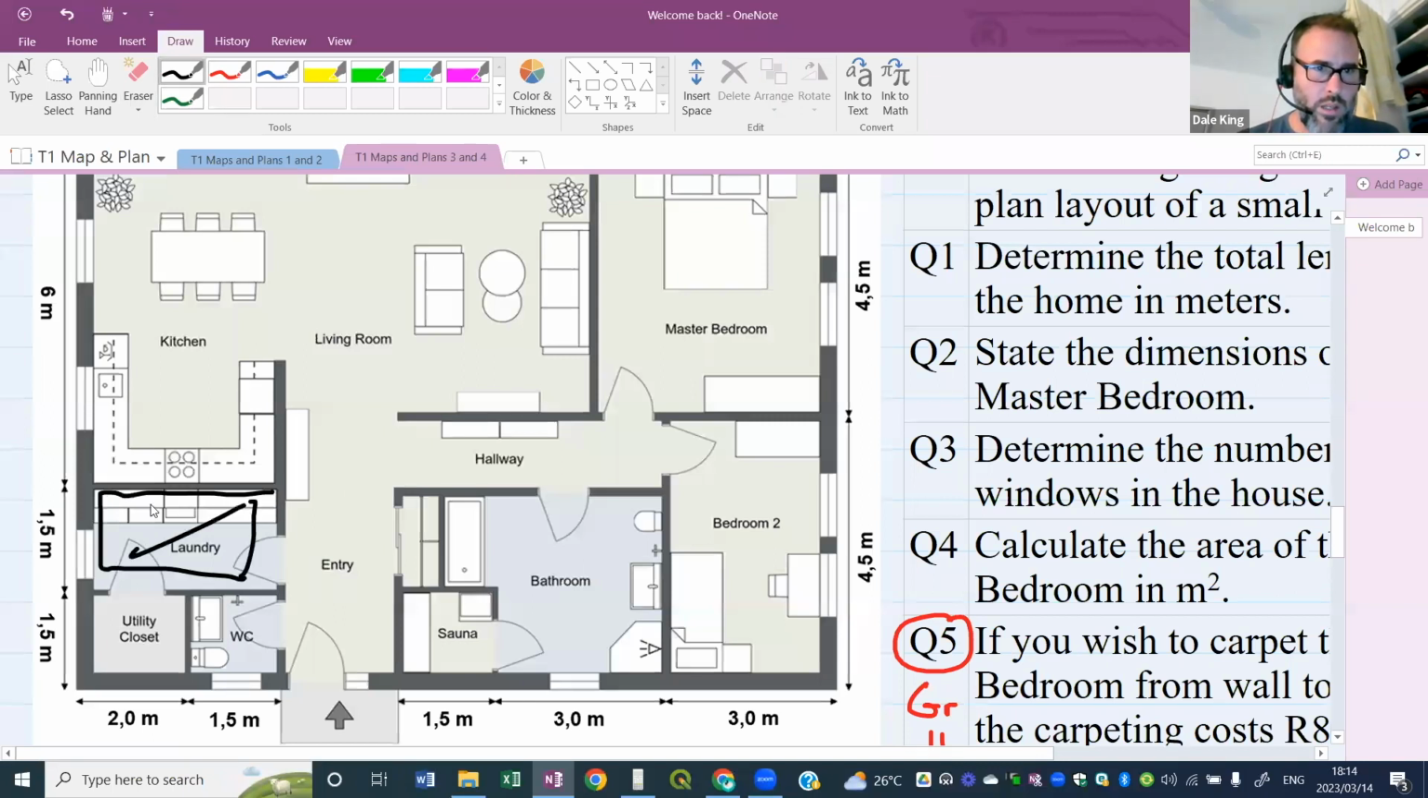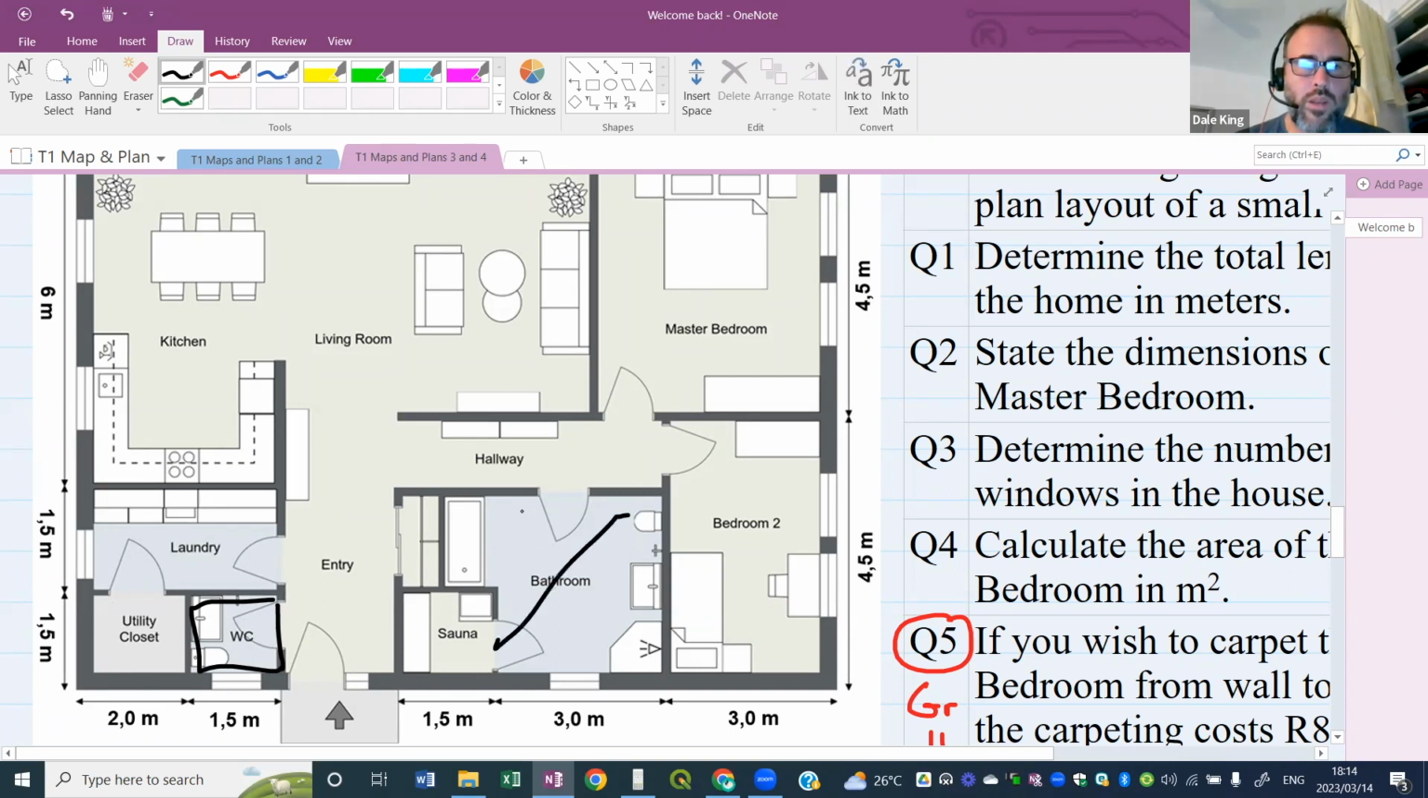Okay, so there's the laundry, and then we have a toilet over here, or washroom. Utility closet for the laundry where you put your soaps and things like that. We've got a bathroom over here. Whoa, this house is fancy. We've got a sauna over here. Sheepers. All right, there's a sauna down there.